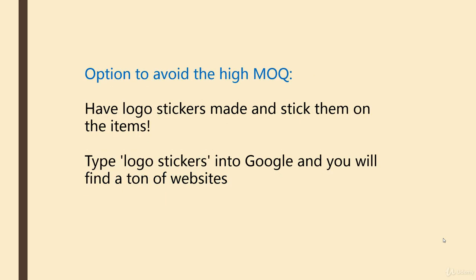You can have logo stickers made and stick them on the items. Now, clearly this is not as good, it's not as professional looking as having your logo actually printed or embossed on the product, but it is a good second best. And these are very, very cheap to get. Just go to Google and type logo stickers in, and you're going to find a ton of websites. Sometimes they are DIY, do it yourself, so you can upload your own logo there and just choose how many you want and just order them, and you basically get them through the mail very quickly.